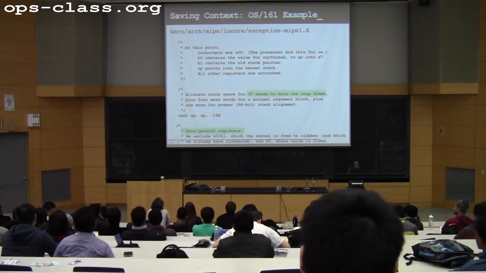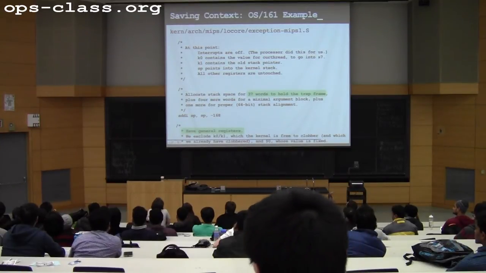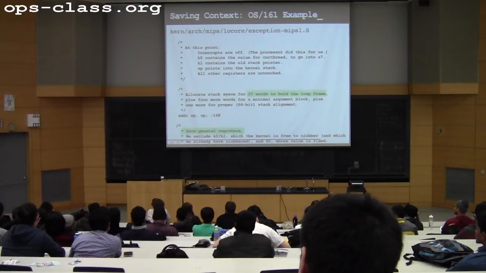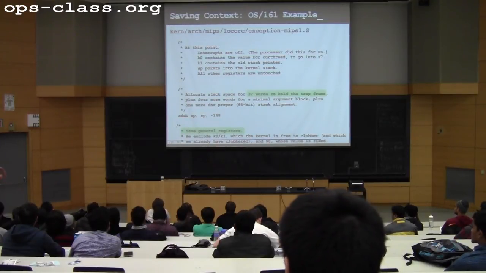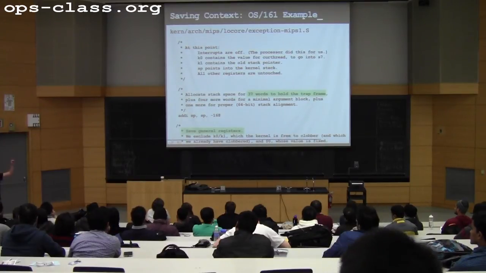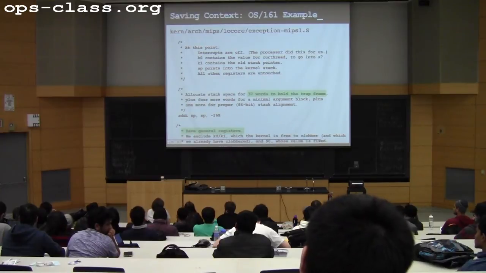I think there might be, you know what? Actually, that's not true. This is essentially the first thing that the exception handling code does, right? So there's an entry point for the kernel. That stuff gets loaded at a predefined address that the processor will jump to when an exception or an interrupt happens. And this code starts executing, okay?